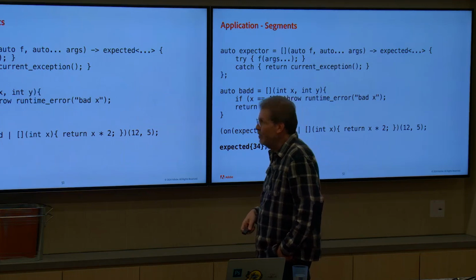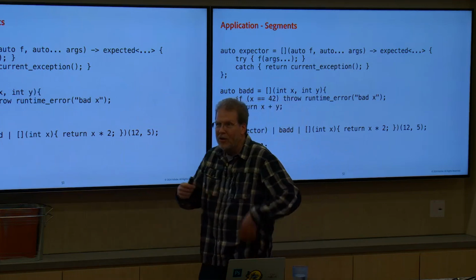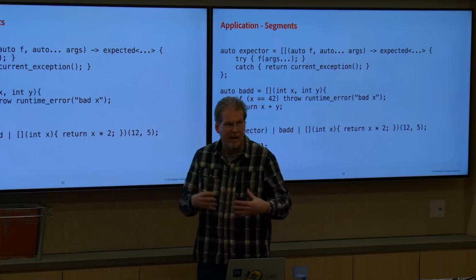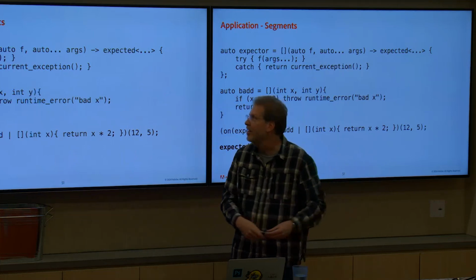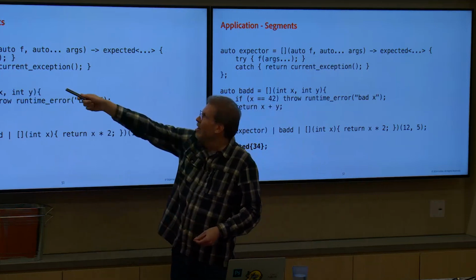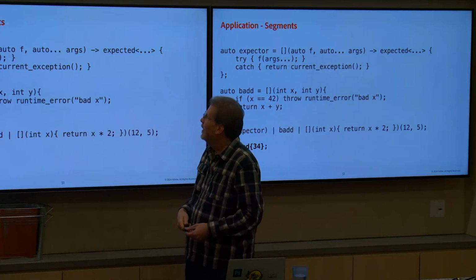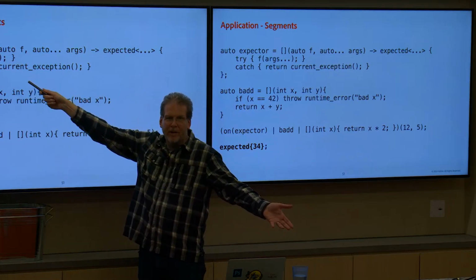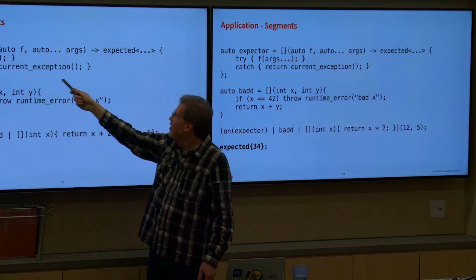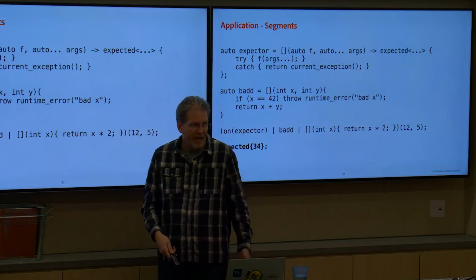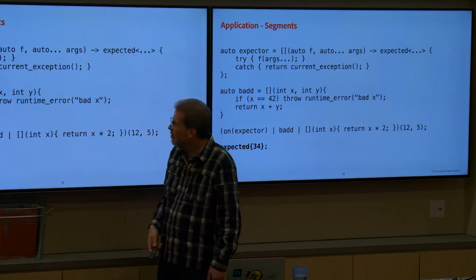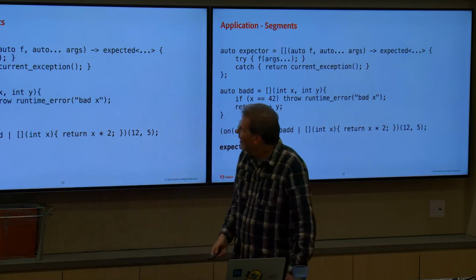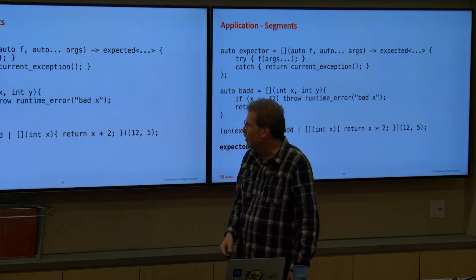Okay, so segments, because they're executing all of the functions that are passed to them, this is where you can start to do things around exception or error handling or things of that nature. If I wrote what I'll call my expector, all my expector does is it executes whatever my function is with whatever arguments I pass to it, and then it returns the current exception, if it throws. And then I wrote this bad add, my bad add function, which throws a runtime error if x equals 42.